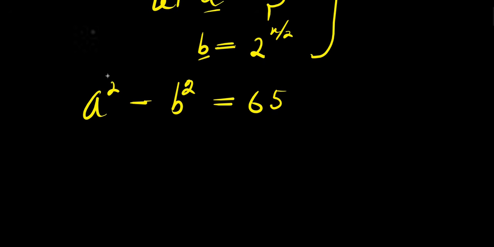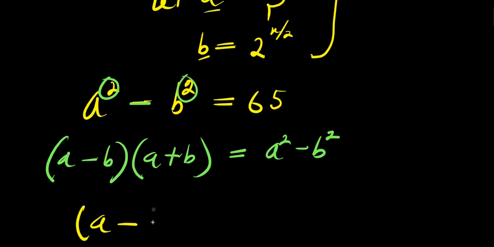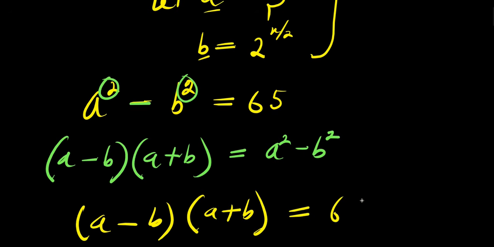Now, this becomes difference of 2 squares. That means I will have a minus b times a plus b is the same thing as having a squared minus b squared. So that means we will simply have a minus b times a plus b equals 65.